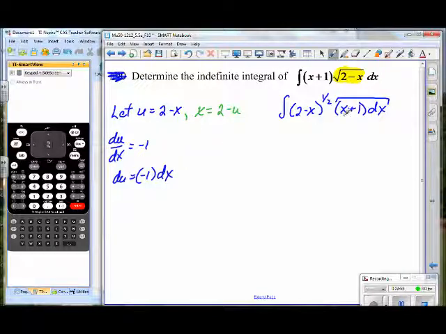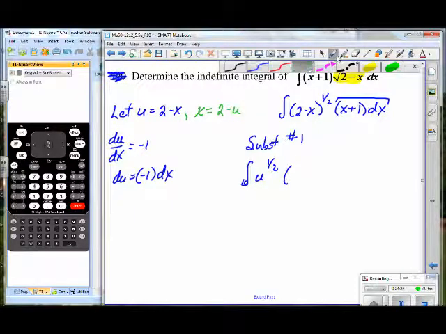Now, what I'm going to do is, first of all, let's go back and do the first substitution so we can see where some of this is happening. We have the indefinite integral of u to the 1/2, but I don't have anything again for the x plus 1. So what I'm going to do is go back to my green pen here so you can pick up on what we're doing.